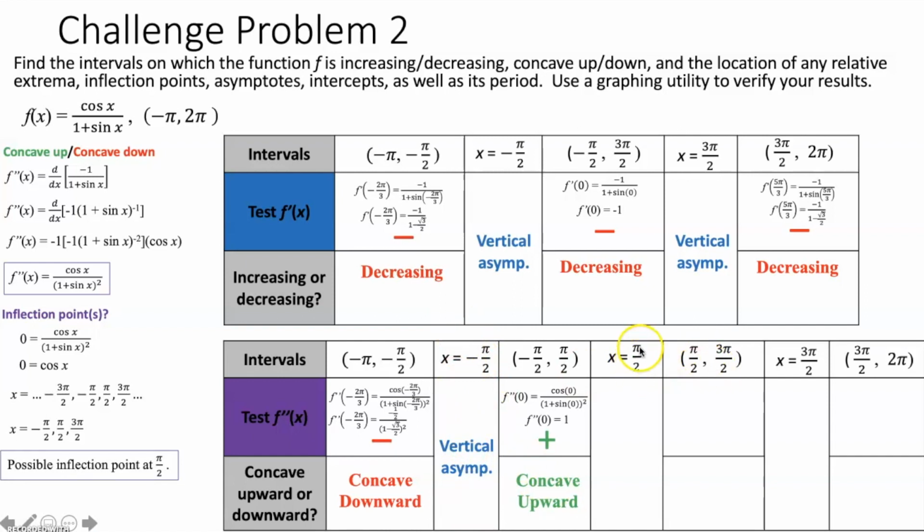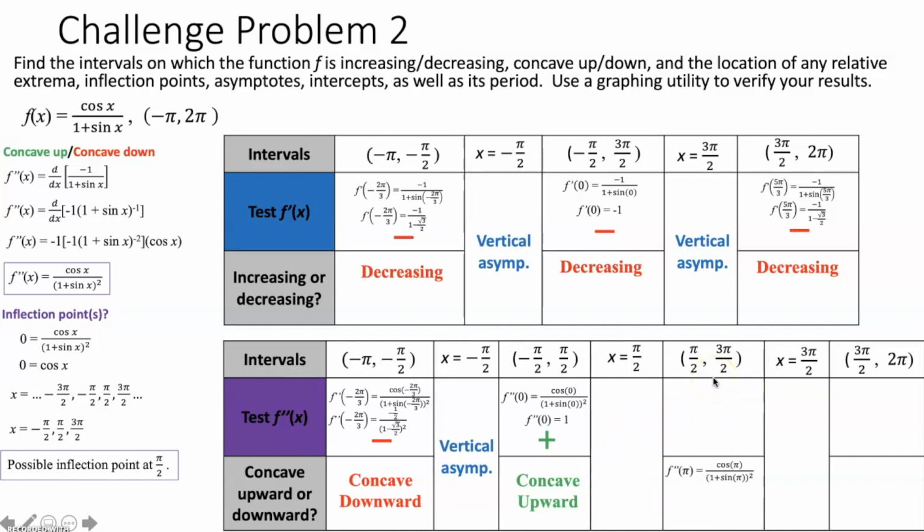Now, at x is equal to pi over 2, what's happening? Well, we don't know. Remember, this is a possible point of inflection. So if our graph goes from concave upward to concave downward, we know there's an inflection point here. But if it goes from concave upward to concave upward, then we know that this is not going to be an inflection point. So let's determine what's happening over here.